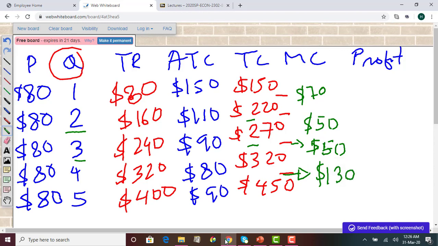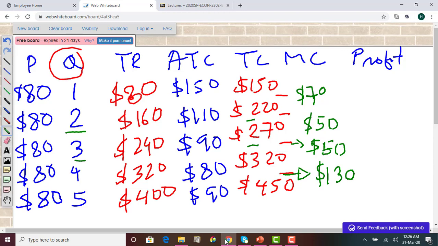Now, if you see one thing, the marginal cost is high at first, then it's going down, and then it goes up after a certain point. This is because of the diminishing marginal cost concepts that we learned. After a certain point, your cost starts going up because it becomes more inefficient.